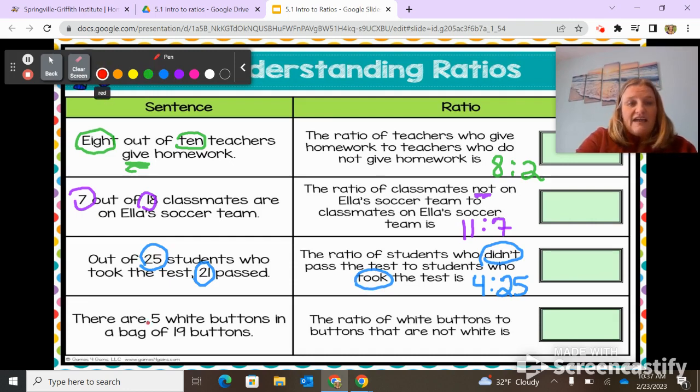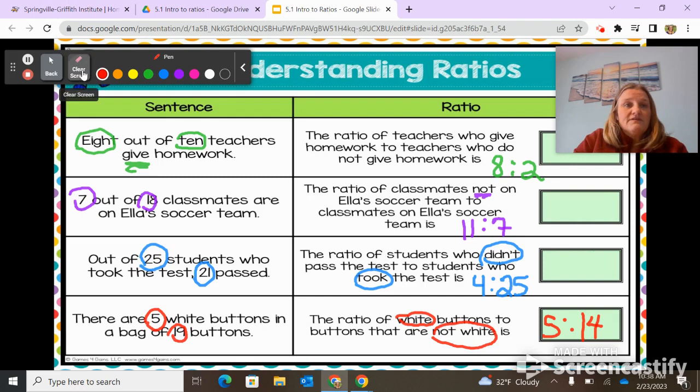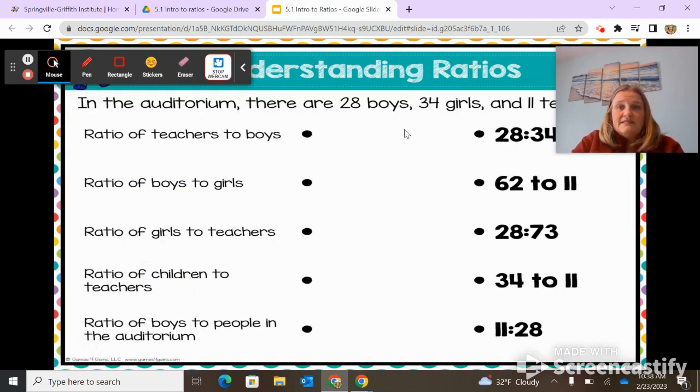Okay, there are 5 white buttons in a bag of 19. So I have a bag of 19, and out of those, there are 5 white. What is the ratio of white buttons? Well, that is 5 to the buttons that are not white. So we have to decide how many buttons are not white. Now you're going to take that 5, and we know that there are 14 buttons that are not white. So we'd have 5 to 14. Okay? All right. Our last page that we're going to look at is this next one.